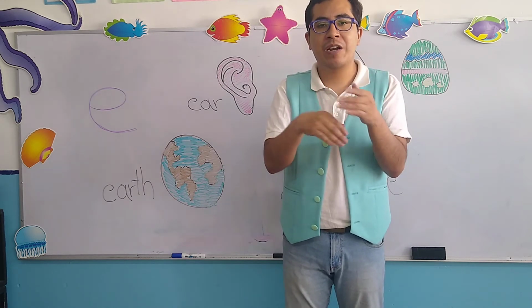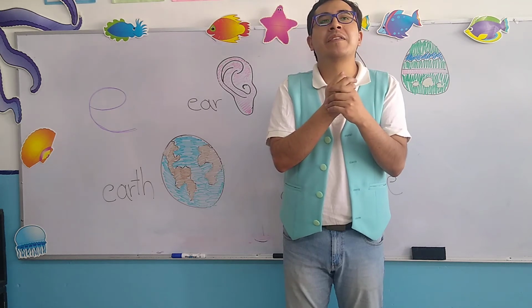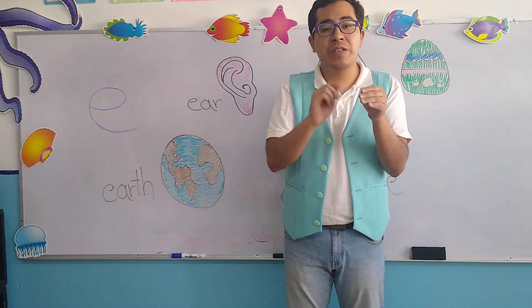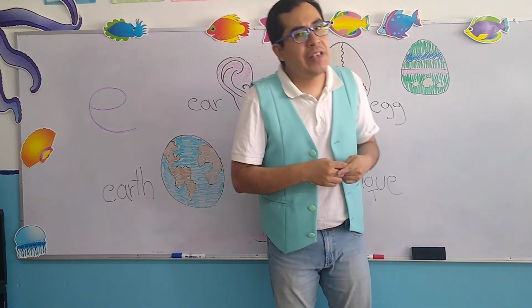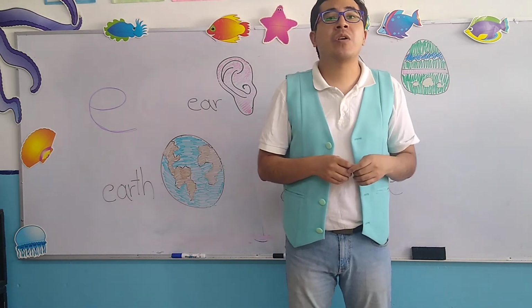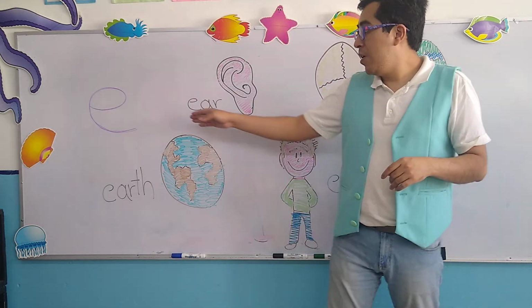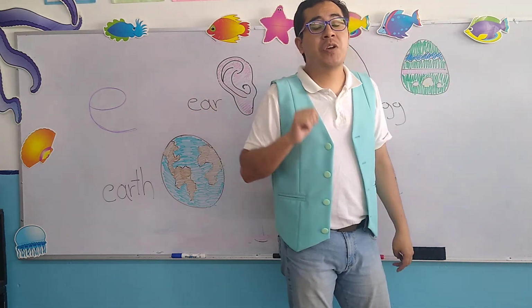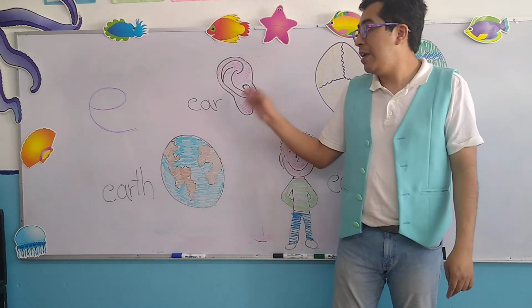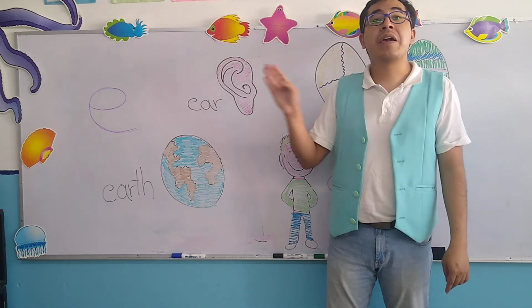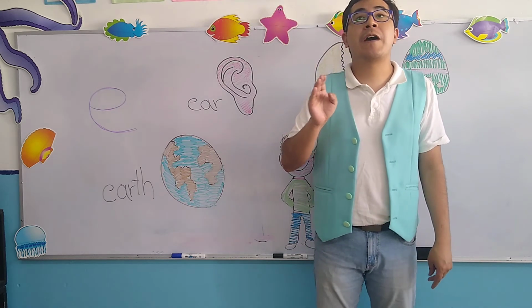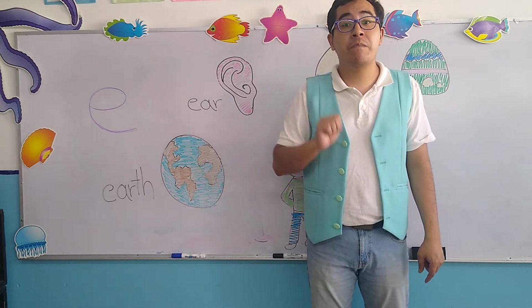Lo tiene que colorear muy bien. And remember, while you are painting, don't forget to repeat the name of the objects. So, let's begin and see characteristics of each one of them. Small e. For small e, the first object that we have is the ear. Now the ear, as you can see here, is an object that is part of the body.